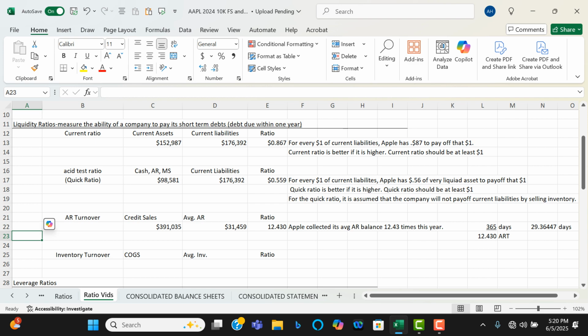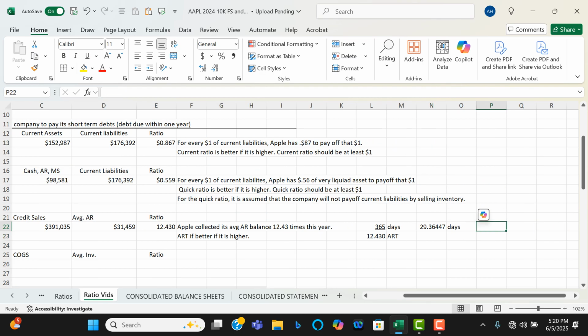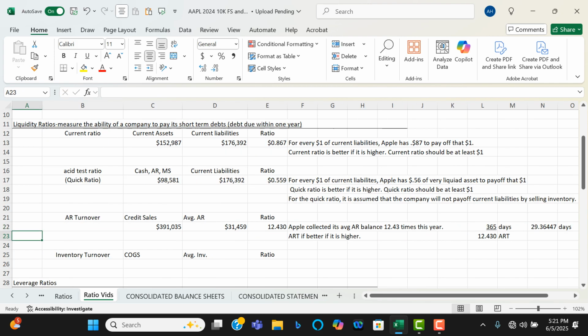I don't have any benchmarks, but it would seem to be reasonable. And of course, you want this ratio to be higher. Accounts receivable turnover is better if it is higher, which means you're collecting your receivables more rapidly. You want to be collecting those receivables as fast as possible, and the faster you collect your receivables, the lower this number of days becomes. Days should be lower. A receivable that is not being collected is basically worthless. All it is is a promise.